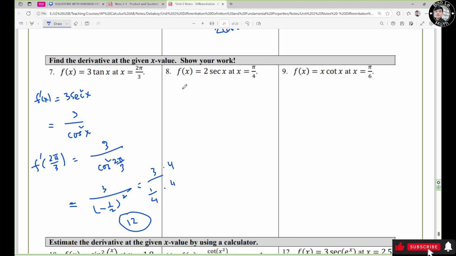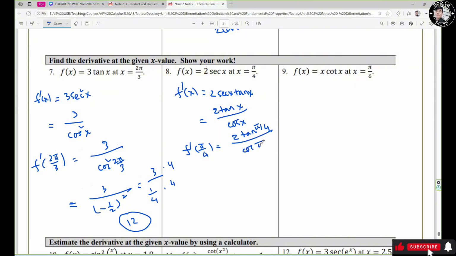Now question 8. F prime of s is 2 times secant s tangent s. Now secant s equals 1 over cosine s. So this turns out to be 2 tangent s over cosine s. So then f prime of pi over 4 is 2 tangent of pi over 4 over cosine of pi over 4. So tangent of pi over 4 equals 1. So it could be 2 over cosine of pi over 4, which equals root 2 over 2.